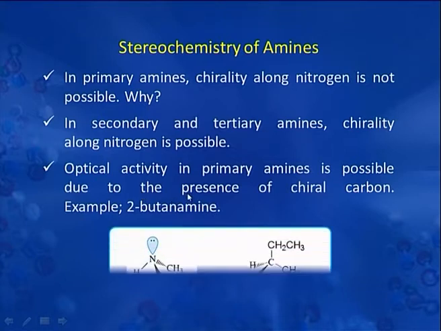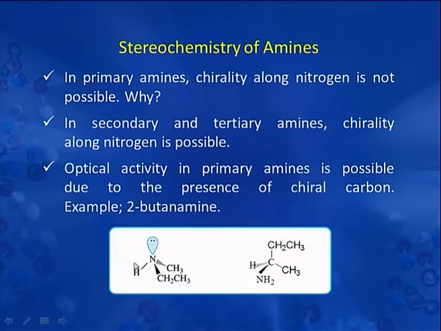But if we look at this molecule, this is an example of a primary amine, and this molecule shows optical activity. Now, here we have told you that primary amines do not show optical activity, and here I am saying that primary amines are showing optical activity. Look at the difference. Here the amino group is attached to a carbon which is chiral, or which is attached to 4 different groups. This carbon is attached to 1 methyl, 1 ethyl, 1 hydrogen and 1 amino group.